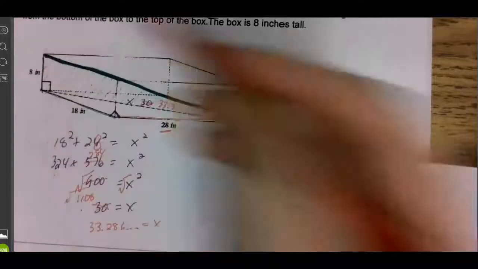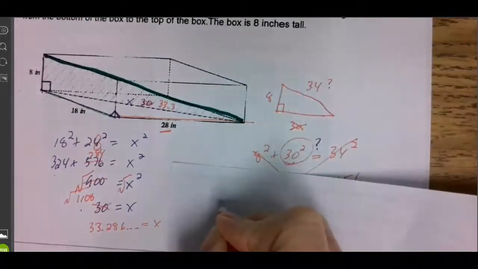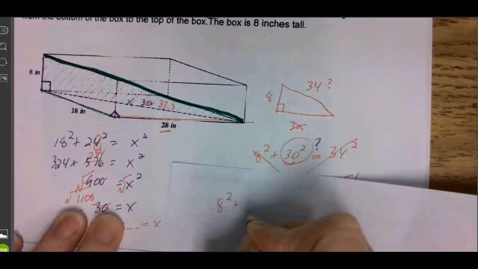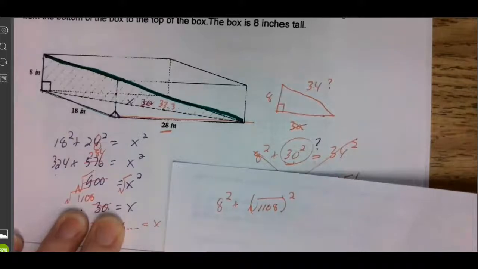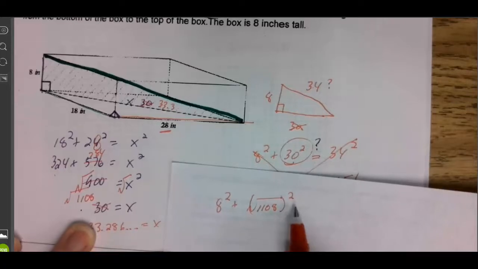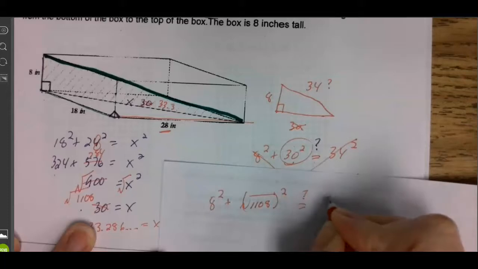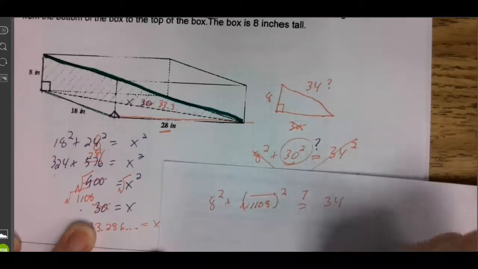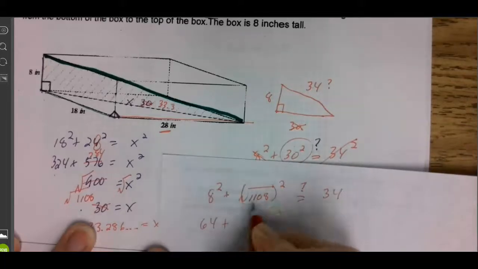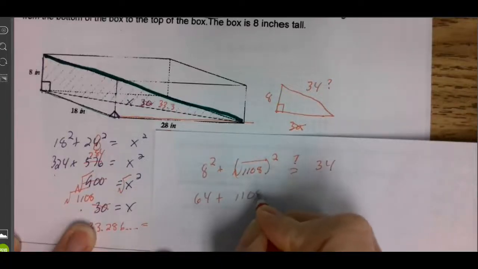So I'm going to take the 8 and square it. And then what I'm going to do is take the square root of 1108, and I'm going to square that. I'm going to get a more accurate answer if I do that. So if I don't have a perfect square there, I can leave it as a square root and square it. I can also approximate it, and it would probably work. And I want to see if that's going to be big enough to fit a 34-inch bat. So I have 64 plus, and also it makes it really easy to square. The square root of 1108 squared is just 1108.